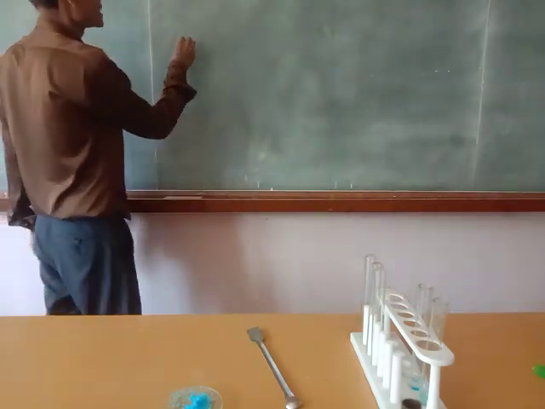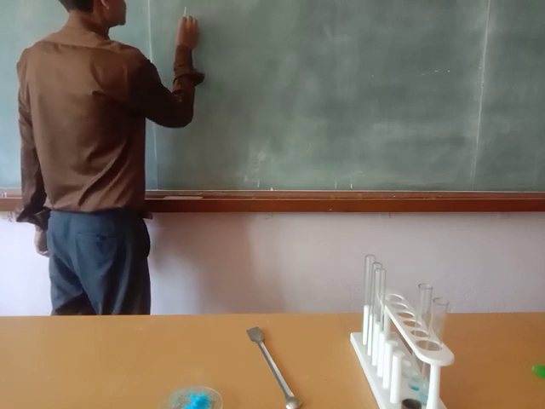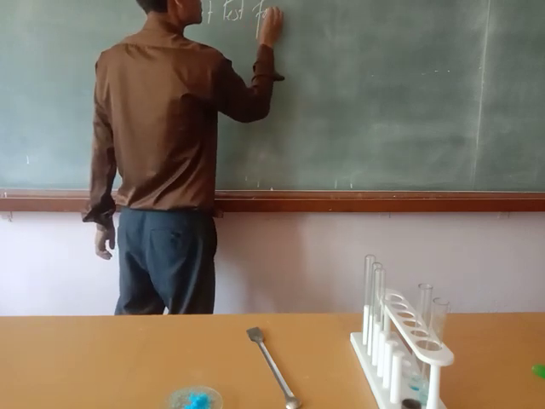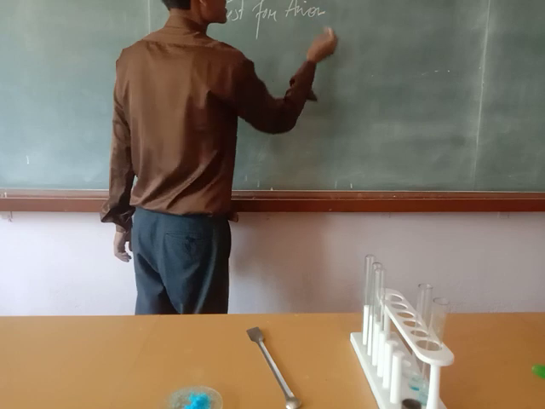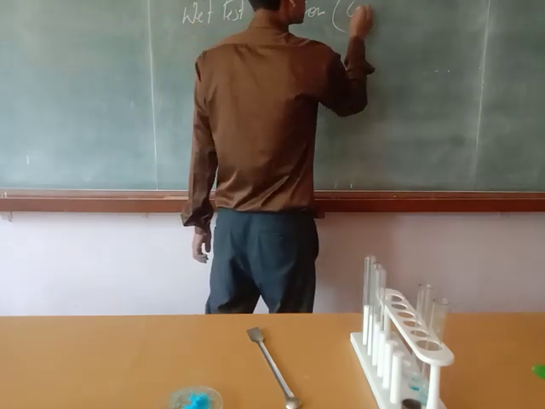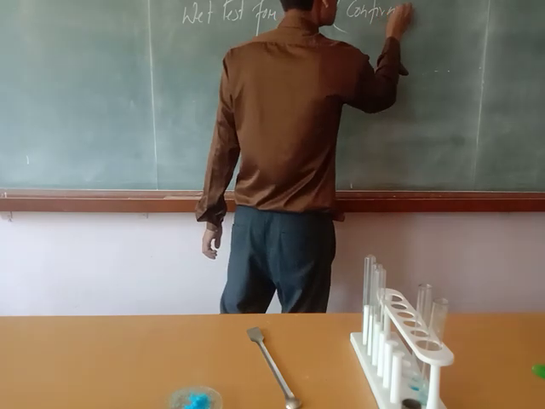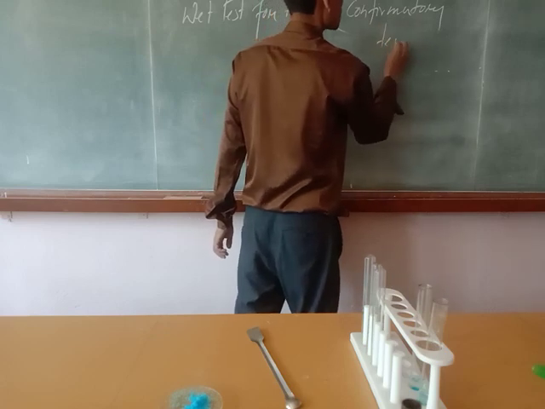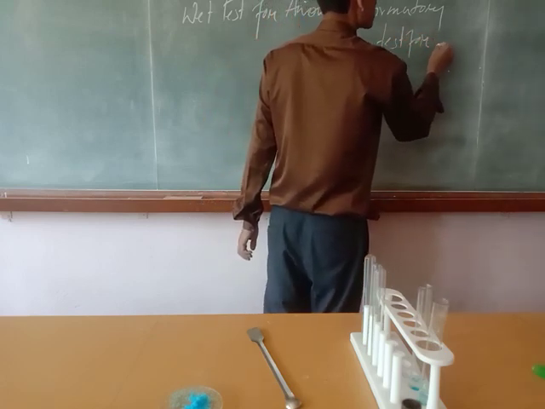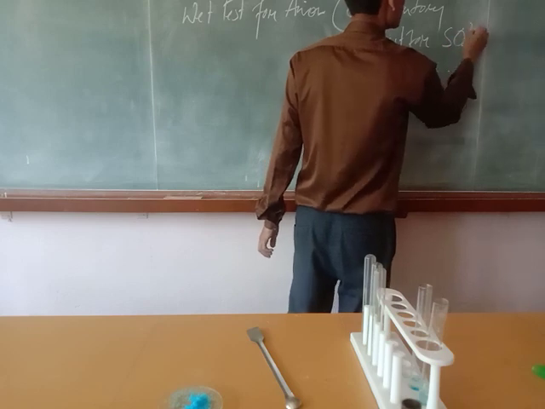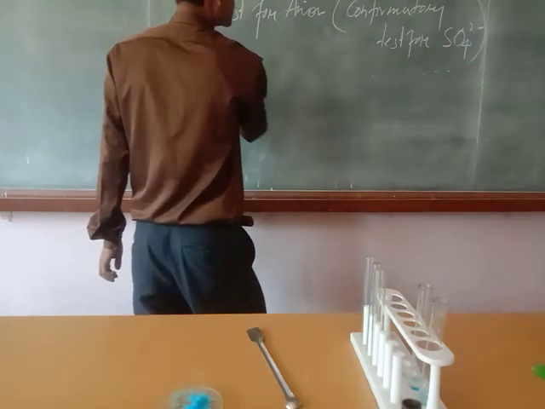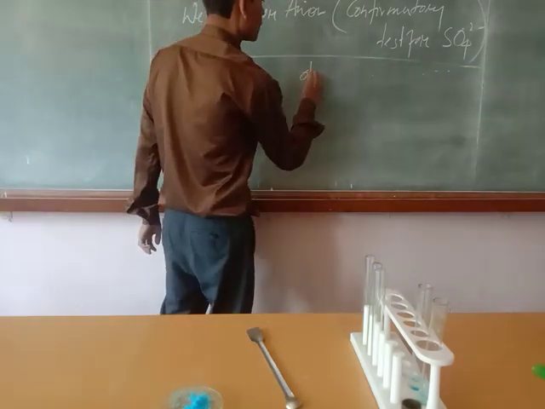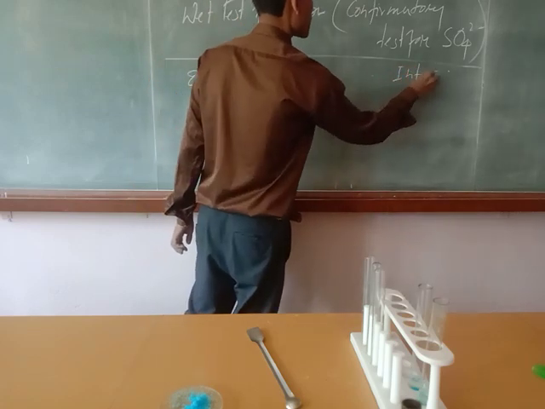So you give a heading, wet test for anion, or within bracket you write confirmatory test for sulfate radical, SO4 2 negative. So this is the heading of our experiment. Again you write here experiment, observation and inference.